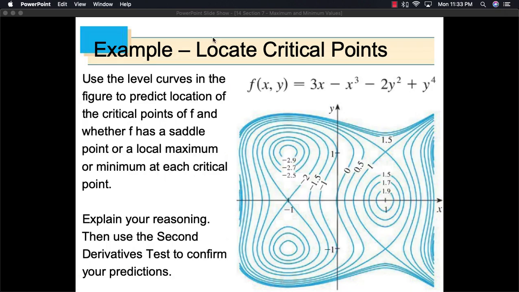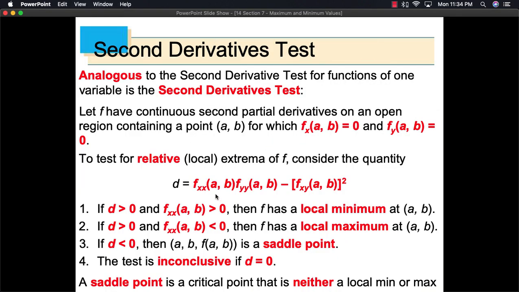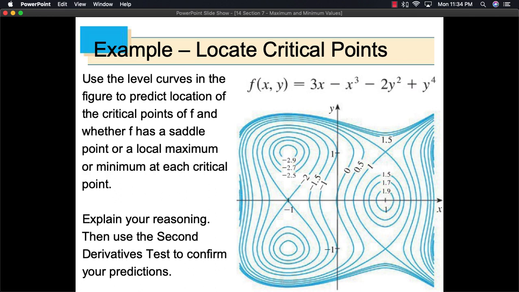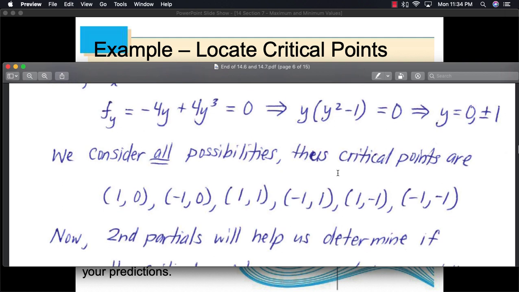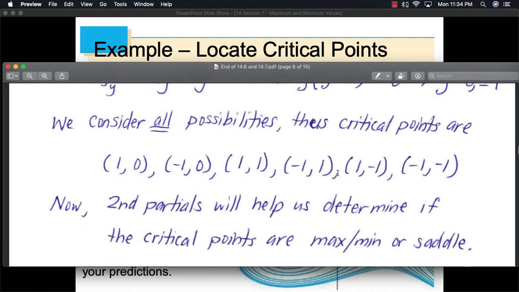If you recall, there's a process here. We need to first evaluate this letter D, which involves the second derivatives f_xx, f_yy, and f_xy. We need this formula to help us understand whether we have a local min or a local max. So let's go ahead and check. Let's first find these second partials. We should be very good at finding second partials by now.